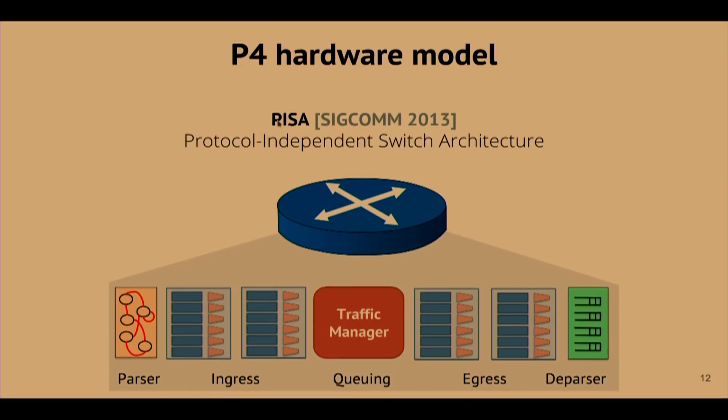P4 programs are written against an abstract hardware model called PISA. In this model, packets are parsed into headers, and a sequence of tables is applied in the ingress pipeline before the packet is queued. After queuing, another sequence of tables is applied in the egress pipeline before the packet is finally deparsed onto the wire. Parsers, tables, and controls in the language map naturally onto this abstraction. Oh, and I should say that the deparser is automatically derived from the parser, and we'll come back to this point later.